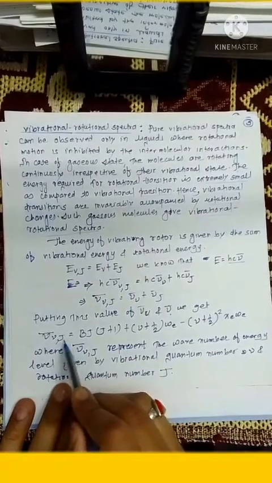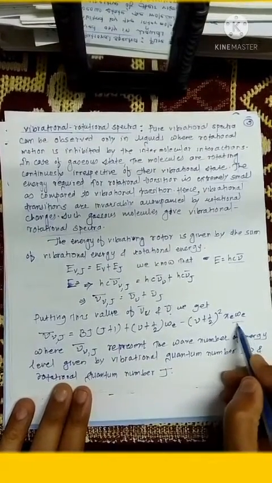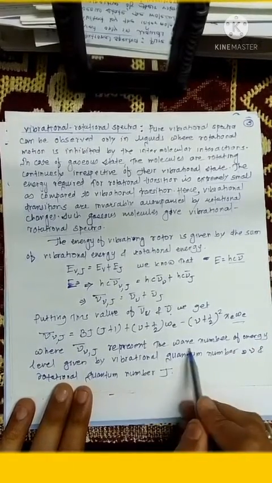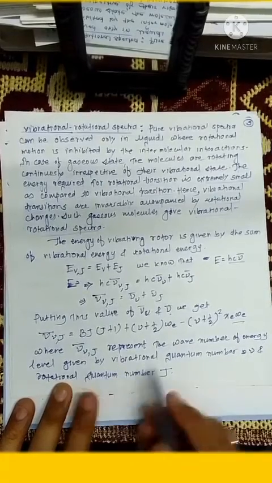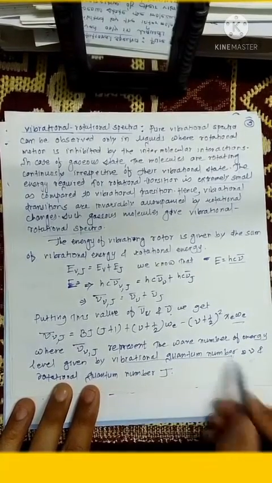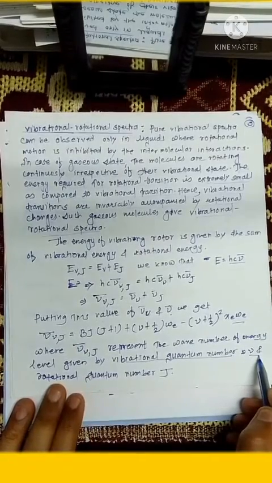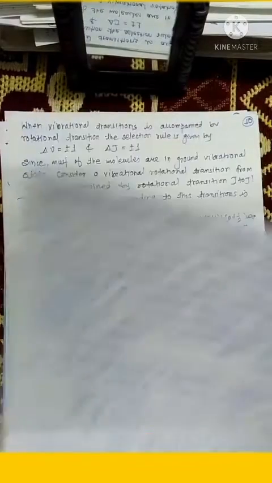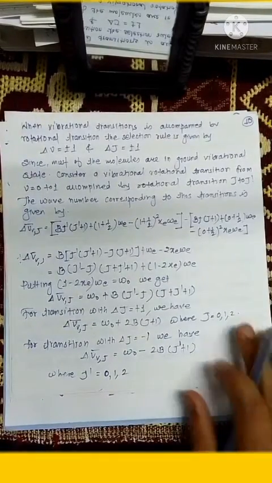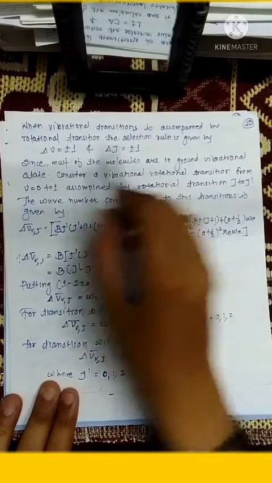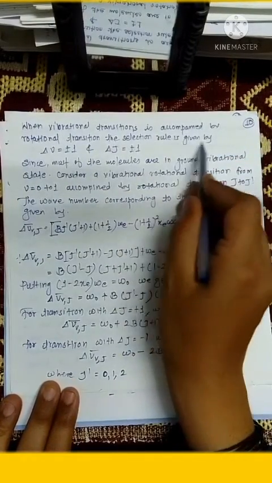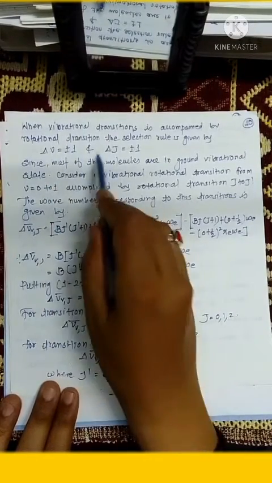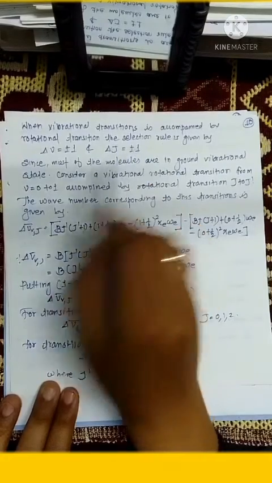So we come up with this equation, where nu bar nu j represents the wave number of the energy level given by vibrational quantum number nu and rotational quantum number j. When a vibrational transition is accompanied by a rotational transition, the selection rule is given by delta nu is equal to plus minus 1 and delta j is equal to plus minus 1.